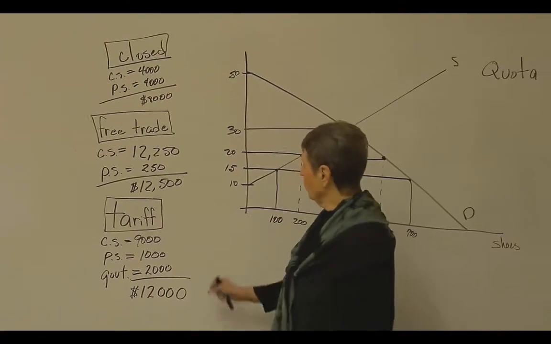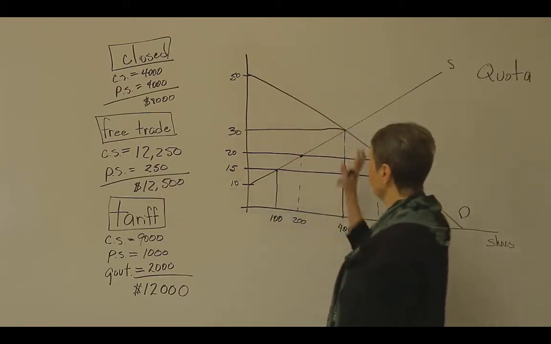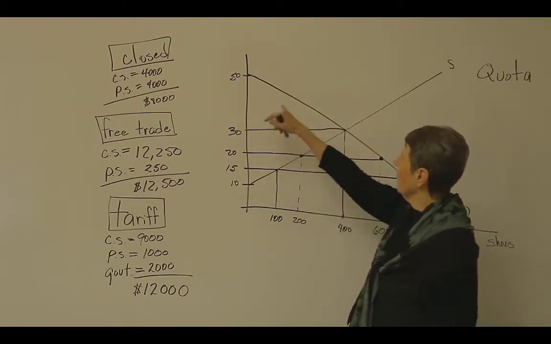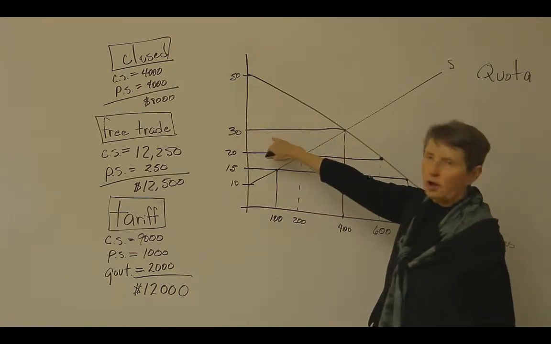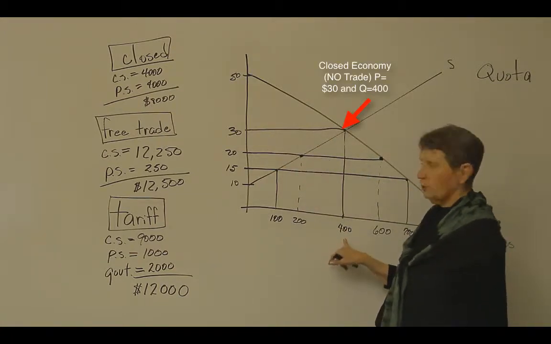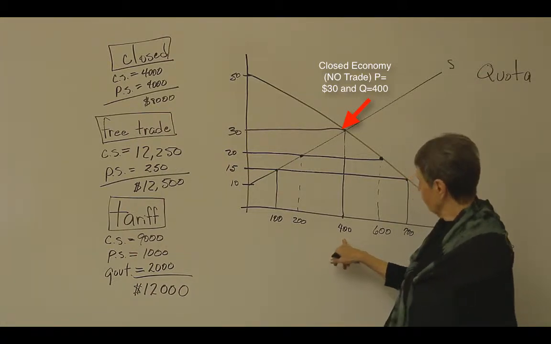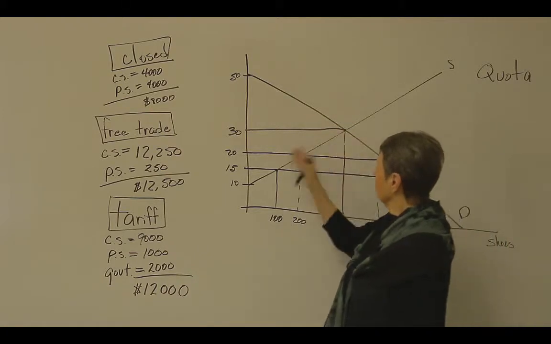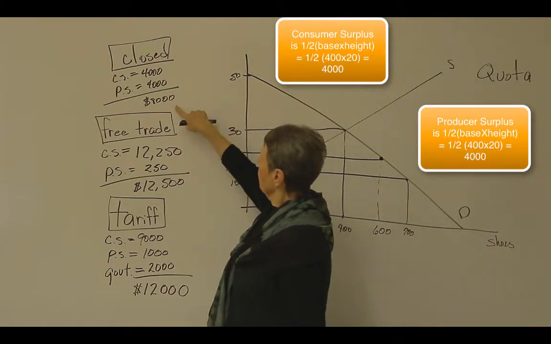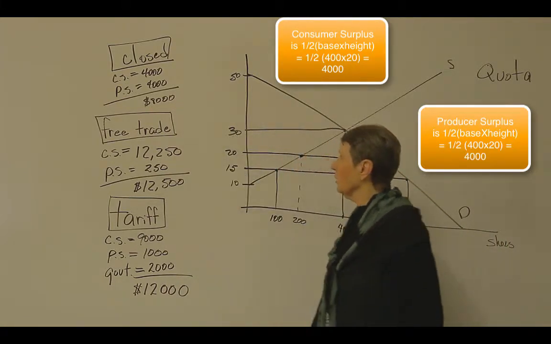And in a previous video we looked at this same graph, where I have a domestic demand and domestic supply. The closed economy price is $30 and the closed quantity is 400 units. And we looked at consumer and producer surplus when the economy was closed, and it was $8,000.